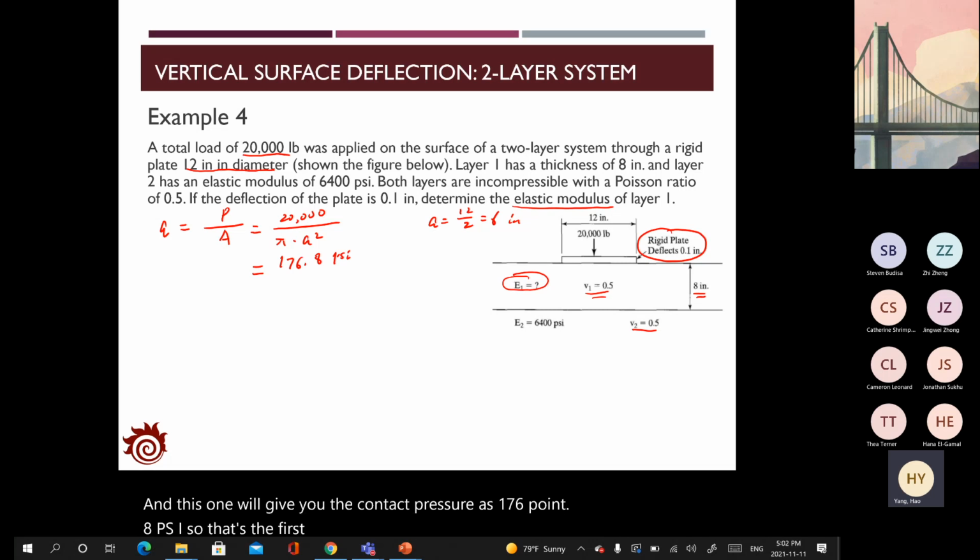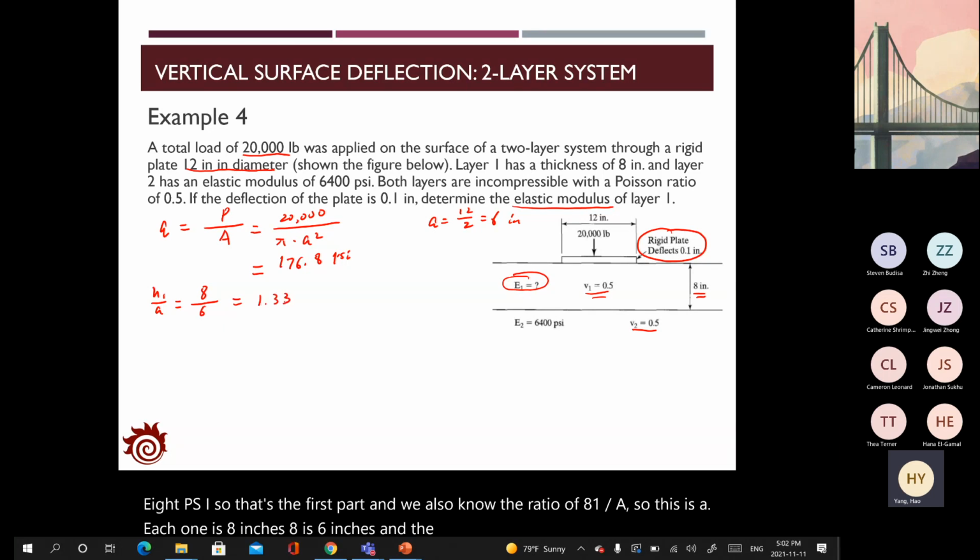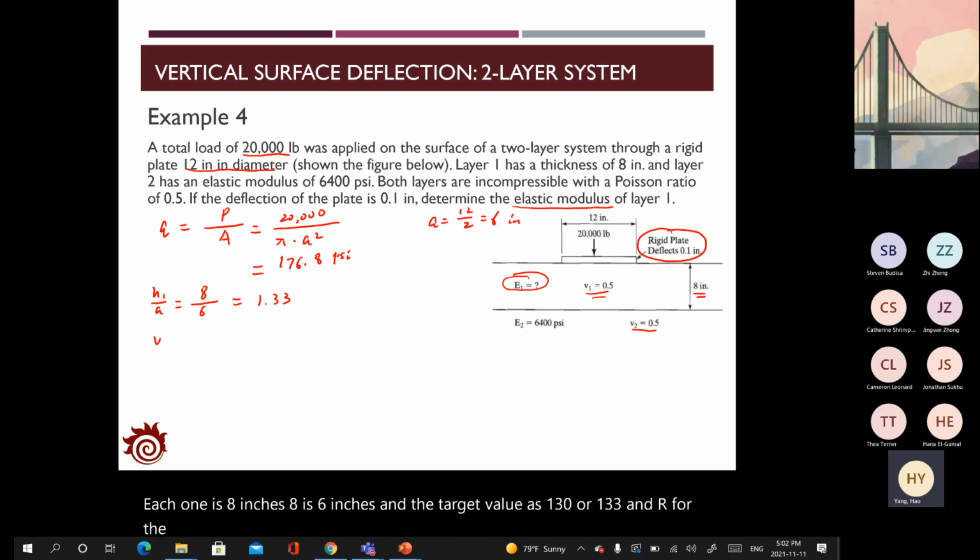And we also know the ratio of H1 divided by A. H1 is 8 inches, A is 6 inches, and that gives you the value as 1.33. And for the deflection at the surface of the pavement, we know the value is 0.1 inch. This is provided by the problem.